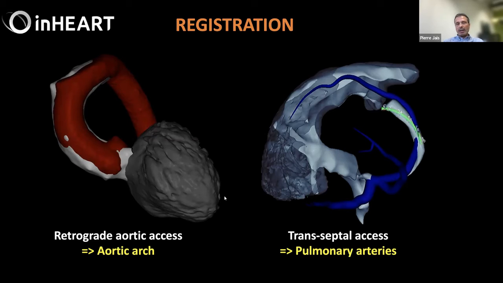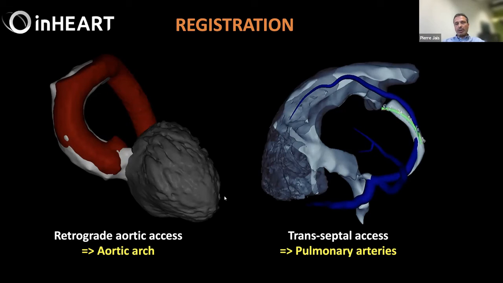Then in this case, we would fast map the pulmonary arteries and align the two models based on the pulmonary arteries. That's exactly the same process. We are as restrictive on the respiratory curves, and we get registration the same way.